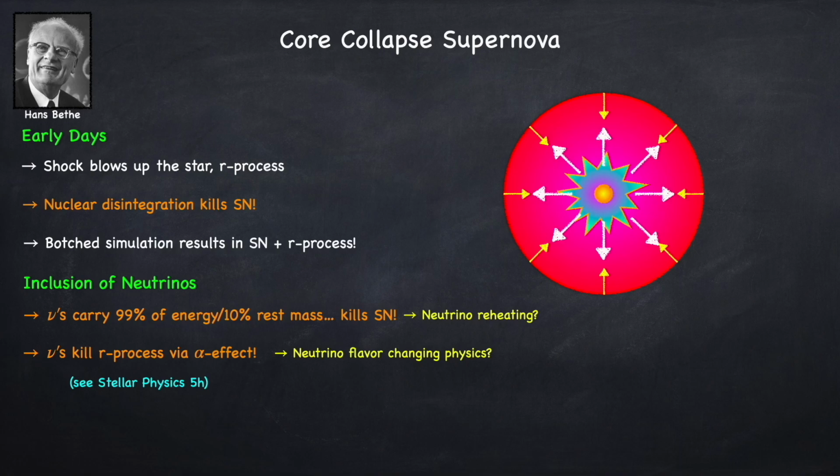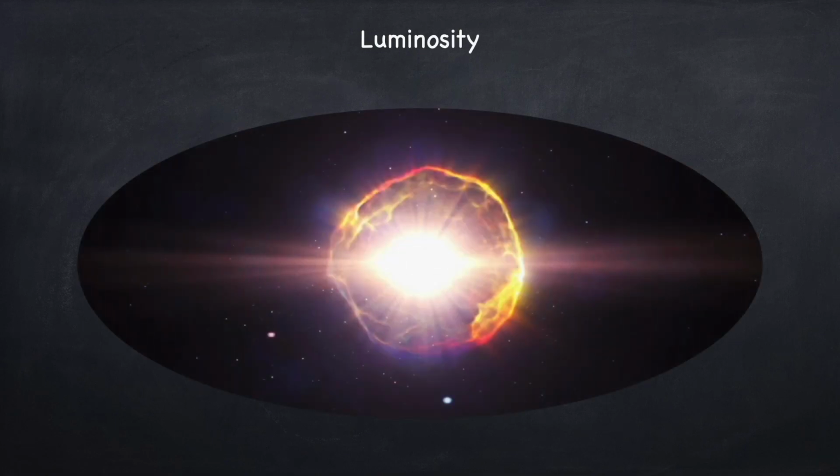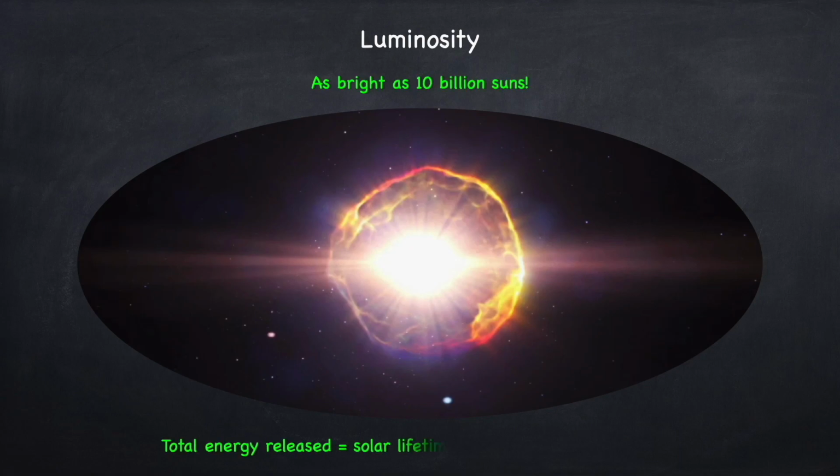Regardless of the details of how supernovae are set off, they are set off because we observe them, and they are extremely powerful explosions. They are as bright as about 10 billion suns, and they release about as much energy as all of the energy released by the sun over its entire lifetime, which is 10 billion years. Only in the case of the supernova, that energy is released in about a month. So this is a truly spectacular explosion.